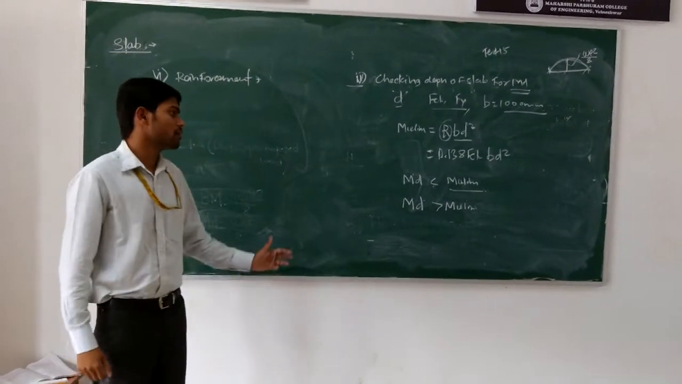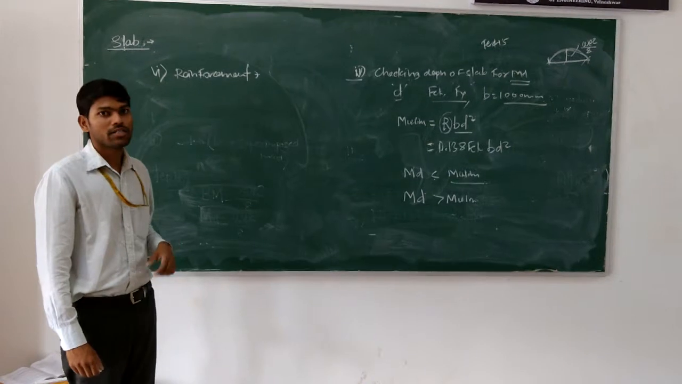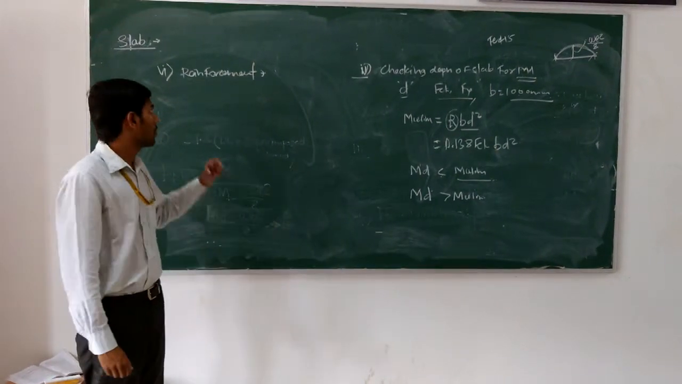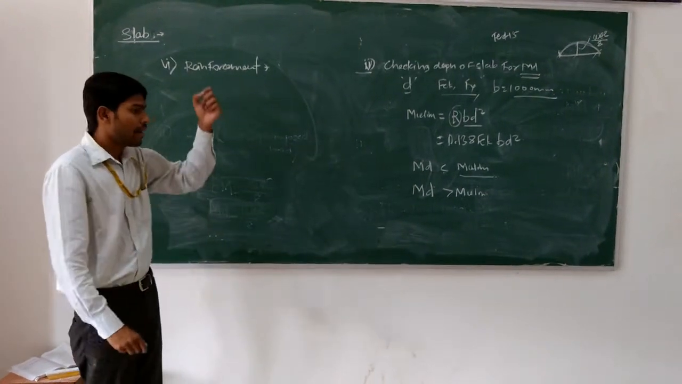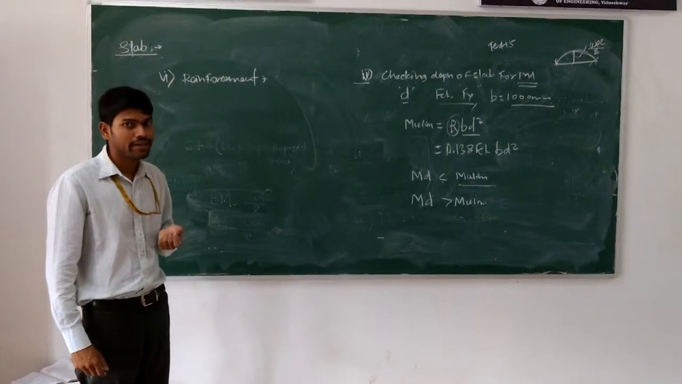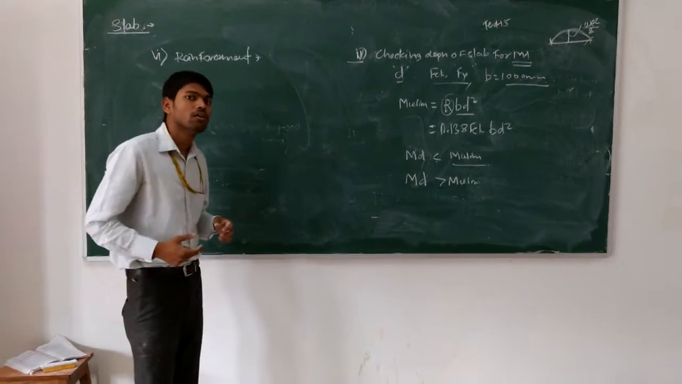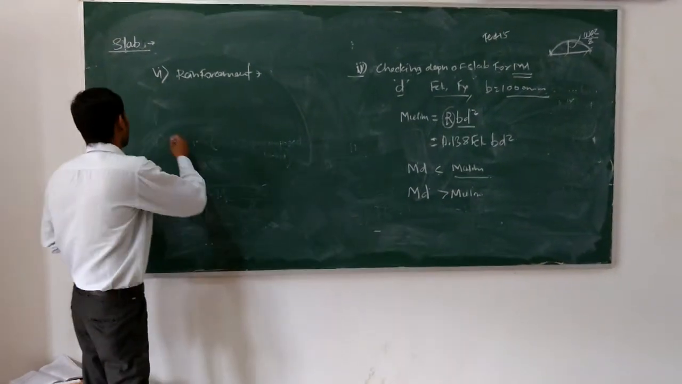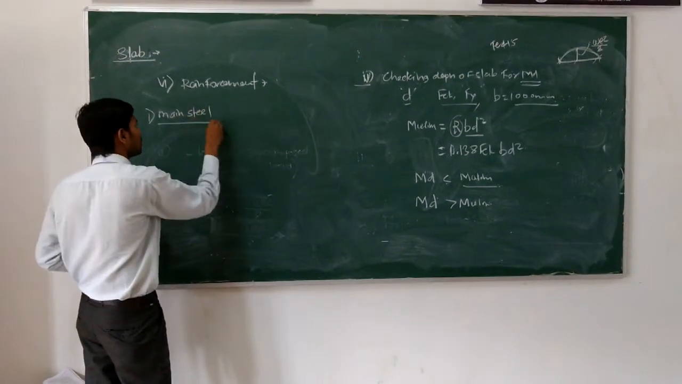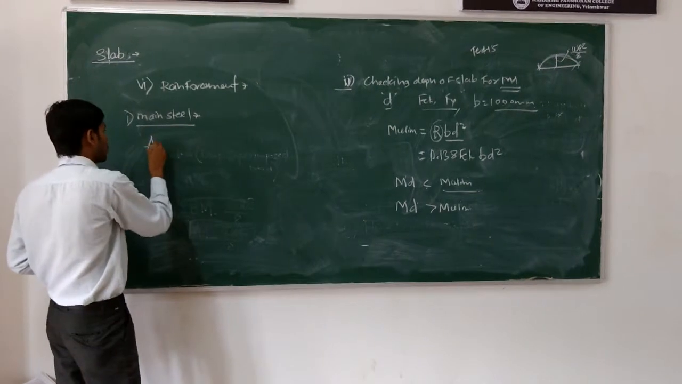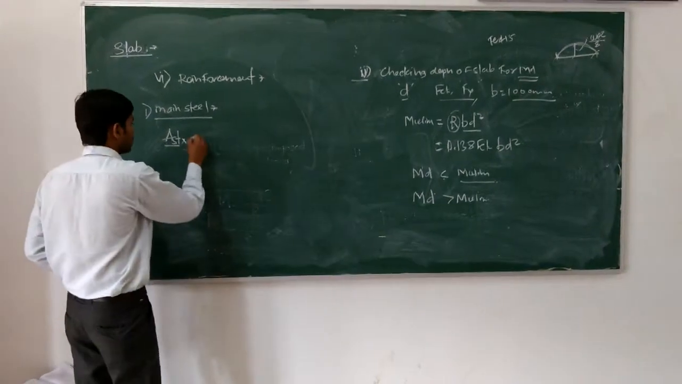Now, as I have stated in the introductory part of the slab, the main steel provided in a one-way slab is along the shorter span, and along the longer span, the steel which is provided is called the distribution steel. The purpose of distribution steel is to distribute the stresses in the main steel. So first of all, we will calculate the main steel, that is along the shorter span, that is the area of steel along the x direction.